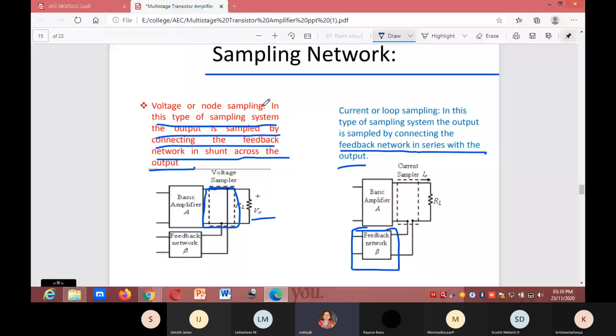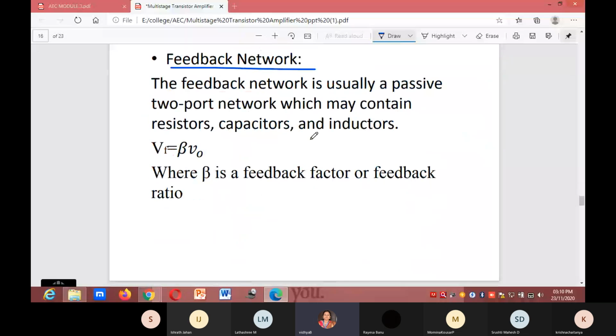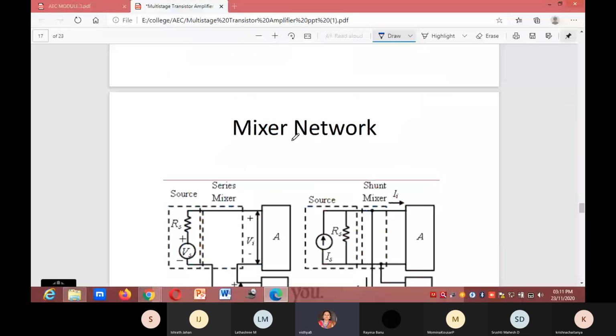Next, the feedback network. The feedback network is usually a passive two-port network which may contain resistors, capacitors, and inductors. Vf is equal to beta times Vo, where beta is the feedback factor or feedback ratio. Next, the mixer network. In this also there are two types, series mixer and shunt mixer.